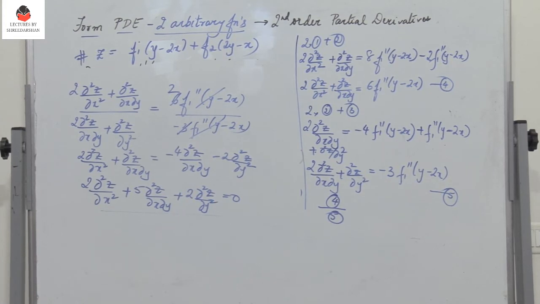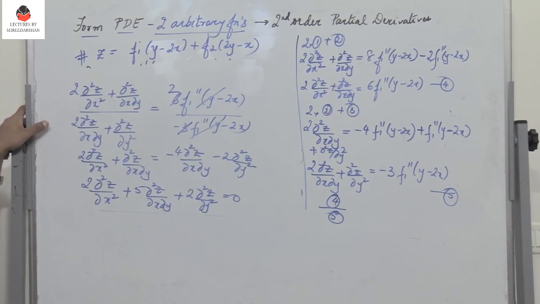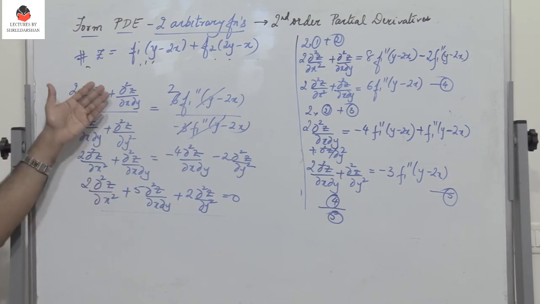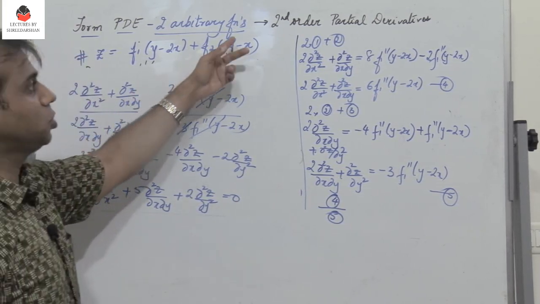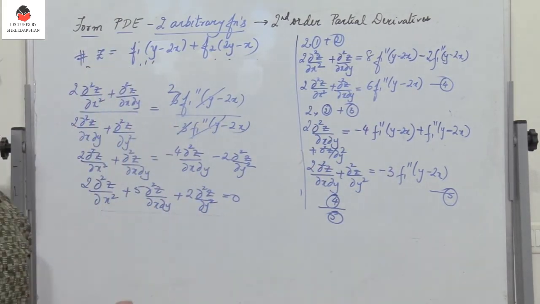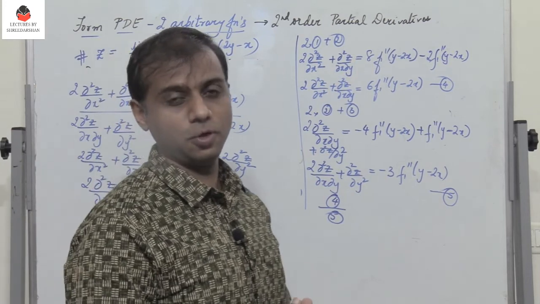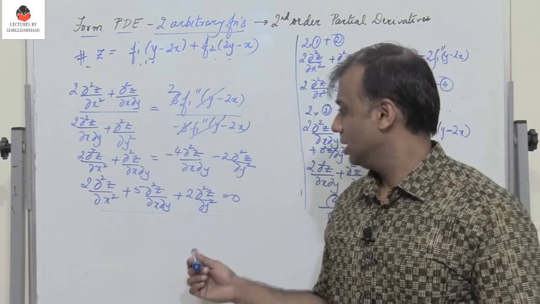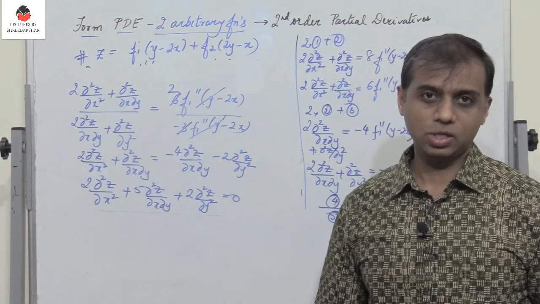So observe that when you have to form a partial differential equation, when there are two arbitrary functions, we cannot obtain the partial differential equation by just partially differentiating z once. So we have to go in for the second order partial derivatives so that you get the partial differential equation. So this is how we have to perform and solve and get the partial differential equation, right?